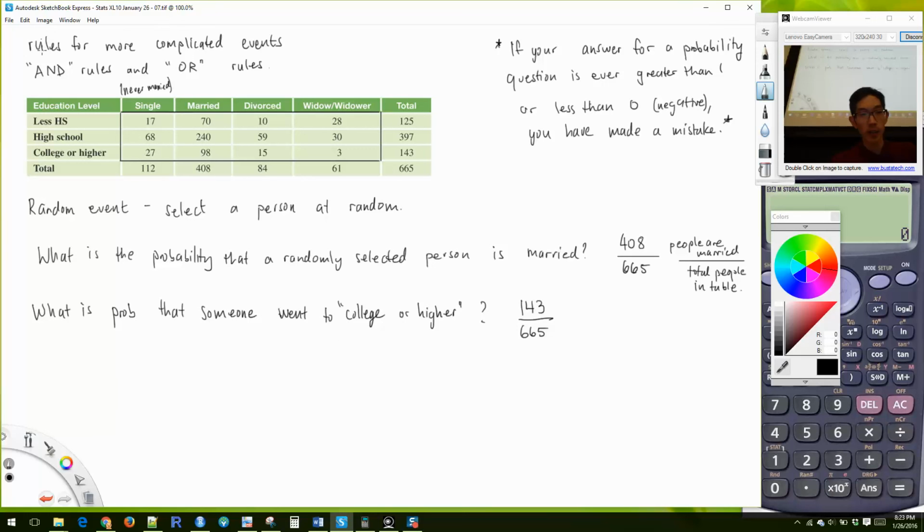Then for and, we combine our information together. We say, what is the probability that a randomly selected person is married and went to college?